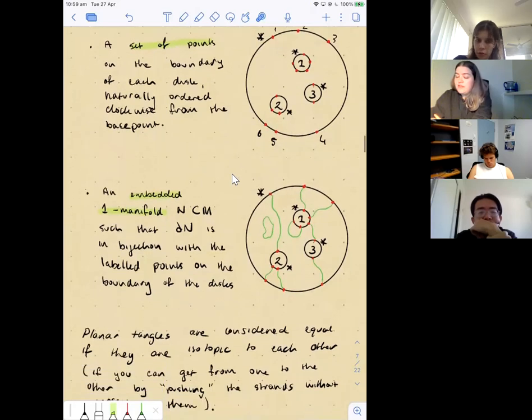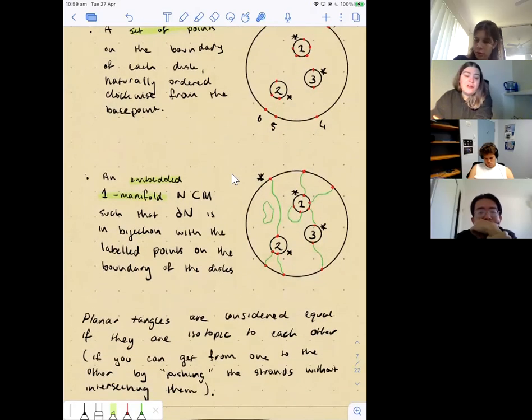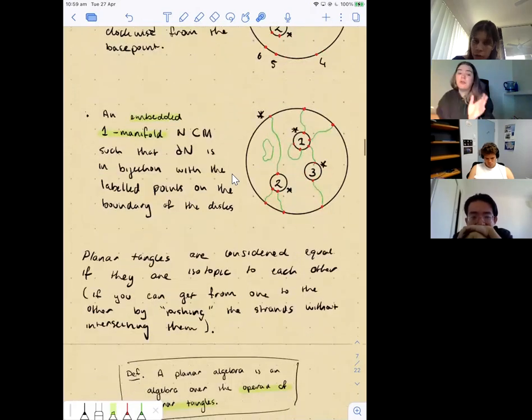Now, this is hard to formalize, but two planar tangles are considered equal if they're isotopic to each other. And by this, I mean, if you can get from one to the other by pushing the strands around without causing any intersection. It's really annoying to actually formalize the definition of that, but that's morally what's happening here. So that's a planar tangle. The planar tangles is the set of all of the things we can encode with this set of data.